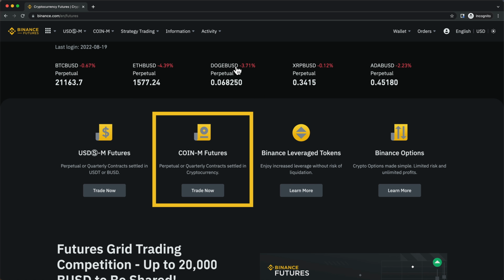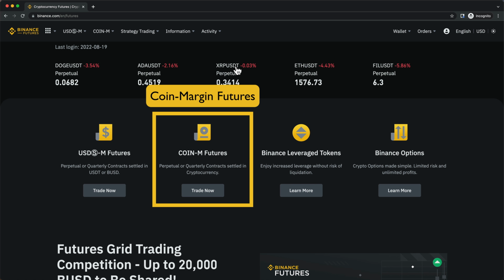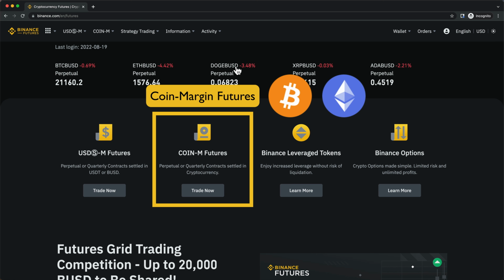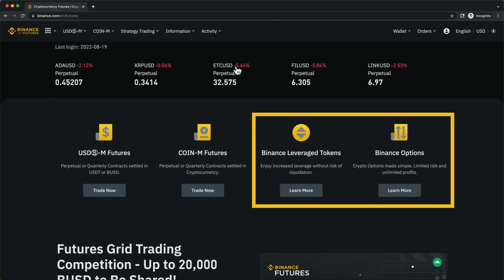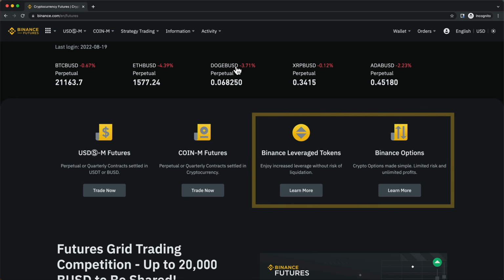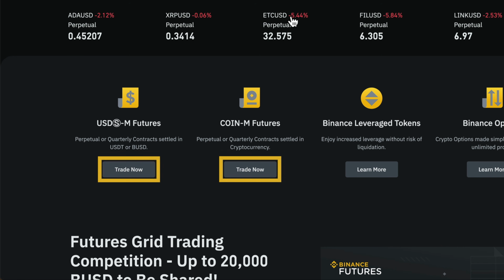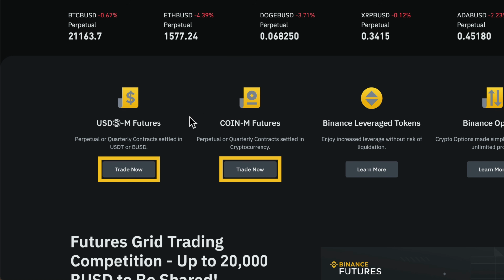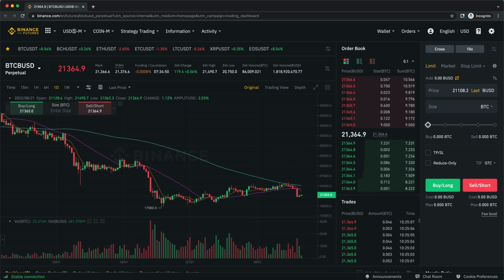Then we have COIN-M Futures, which stands for Coin Margin Futures. If we trade coin margin futures, we're going to use coins like Bitcoin or Ethereum as margin for our trades. We also have Binance Leverage Tokens and Binance Options, which we're not going to cover in this video. So let's click on Trade Now under the USD-SM Futures or COIN-M Futures. That will take us into the trading interface.